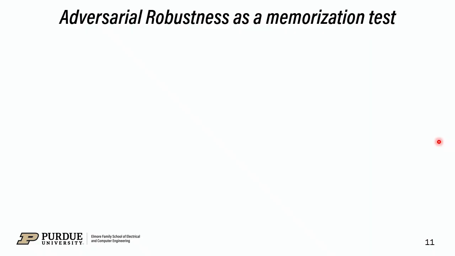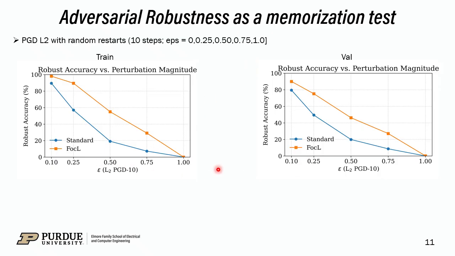In this slide, we show the adversarial robustness of FocL compared to the standard model, and this is one of the contributing tests to show why FocL reduces memorization. So the attack here is a white box PGD L2 with random restarts, and these are the epsilon values across which we sweep. These graphs show that at each epsilon, on both the training and the validation sets, FocL has a superior robust accuracy than a standard model, hinting at feature stability against white box L2 attack.